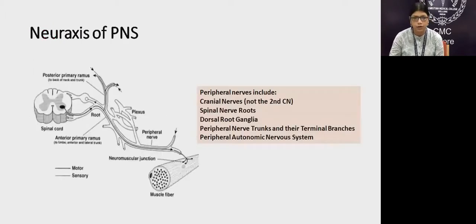So the peripheral nerves not only include all the spinal nerve roots from the cervical, thoracic, lumbosacral regions, but also the cranial nerves, not including the second cranial nerve, the dorsal root ganglia, peripheral nerve trunks and the terminal branches, and the peripheral autonomic system. So we'll be discussing the immune-mediated disorders involving this part of the neuroaxis in the peripheral nervous system.